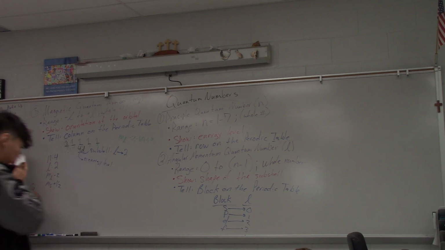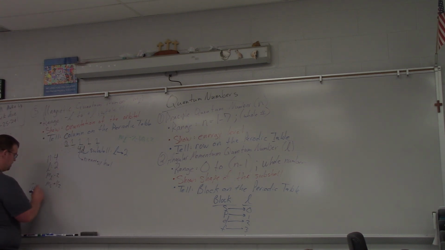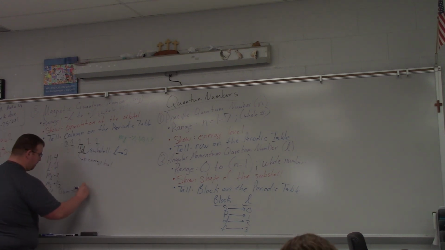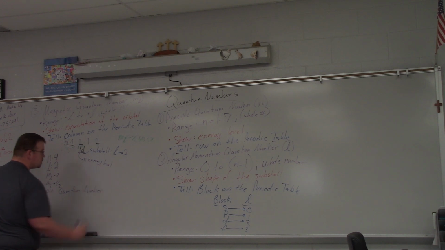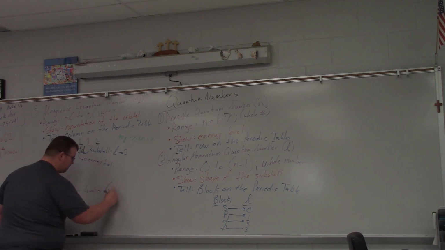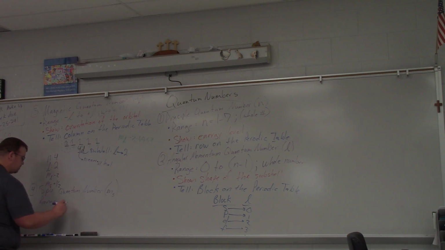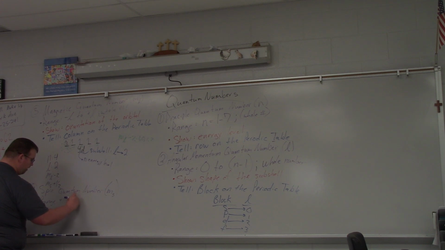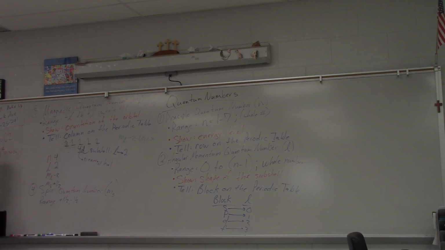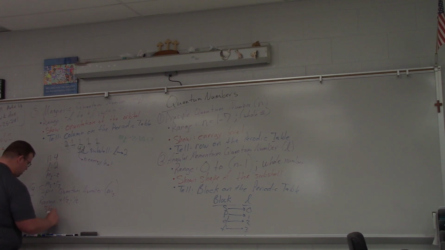So the fourth and final of our quantum numbers is the spin quantum number. The spin quantum number is abbreviated with m sub s. The range is between two options, two choices: you have +1/2 or -1/2. What this does is it will show the spin of the electron.